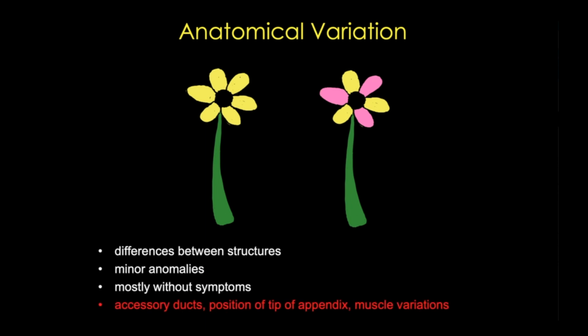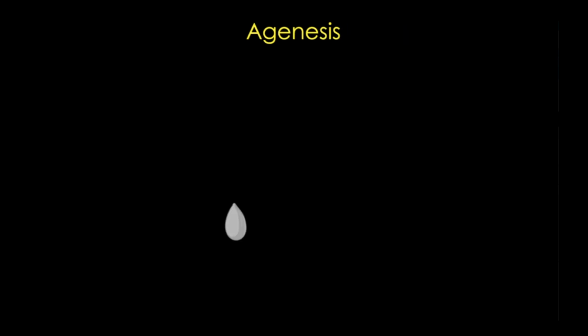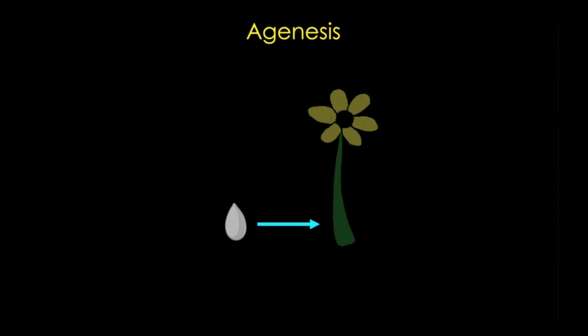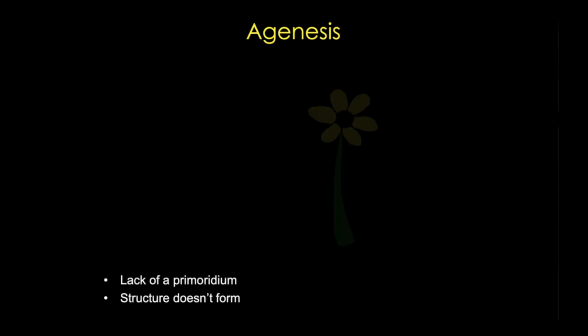Examples can include different numbers of accessory ducts, different positions of the tip of the appendix, which actually can explain the differing locations of pain in appendicitis, as well as minor muscle variations. Normally, an organ or tissue develops from a primordium, just like a flower grows from a seed. But in agenesis, that primordium never forms, so the structure doesn't form.